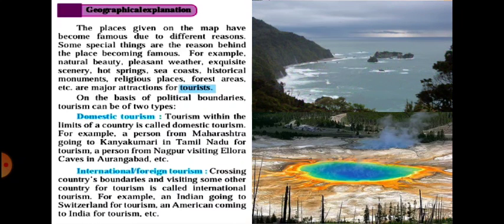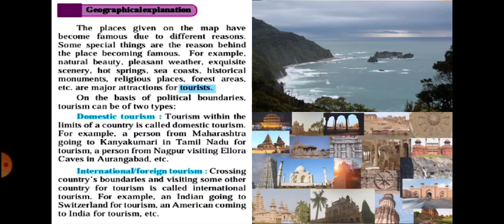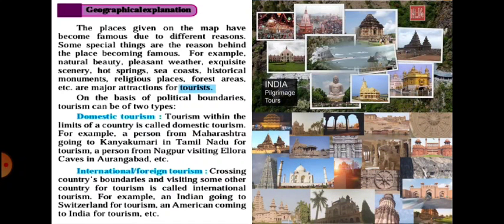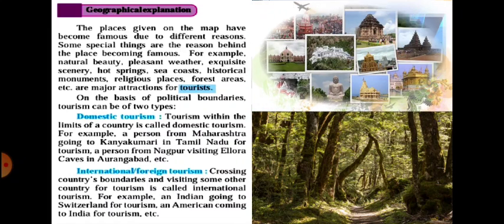Seacoasts, historical monuments, religious places, forest areas, etc. are major attractions for tourists. On the basis of political boundaries, tourism can be of two types: domestic tourism.